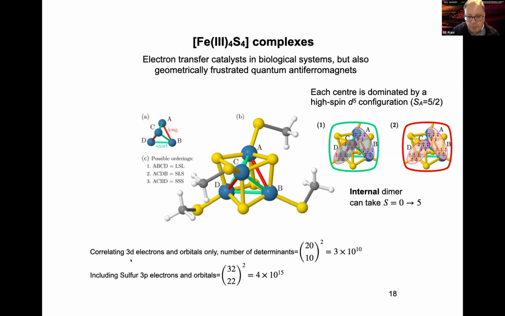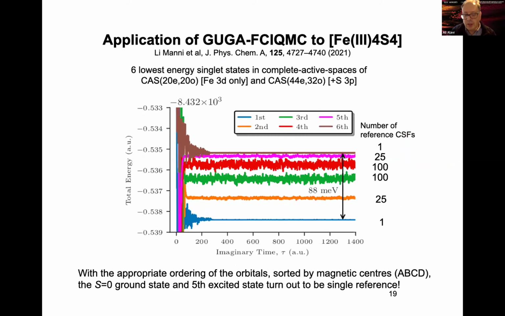In the minimal active space, you require something like 10 to the 10 Slater determinants to describe the wave functions, just correlating the 3D electrons. And if you consider the sulfurs, that goes up to about 10 to the 15. So these are really very large active spaces. But we find that with the appropriate ordering that we actually showed, we can drastically compactify the solution essentially in the ground state down to a single CSF.